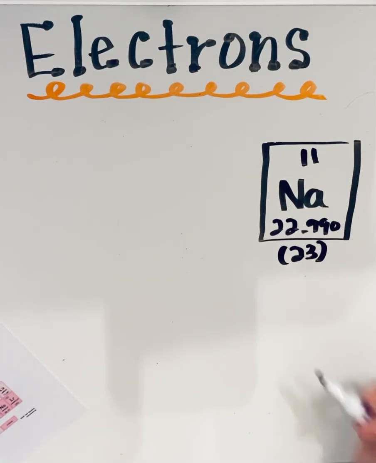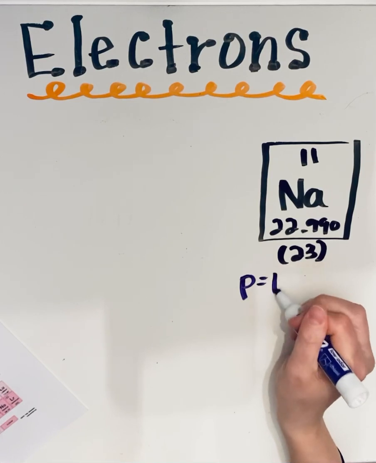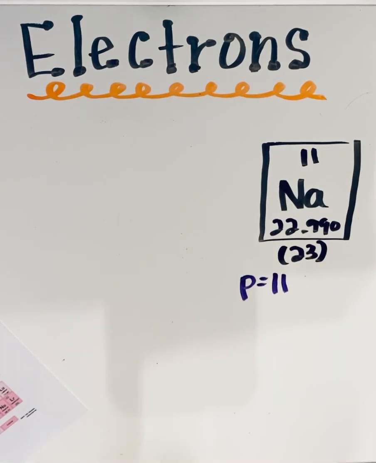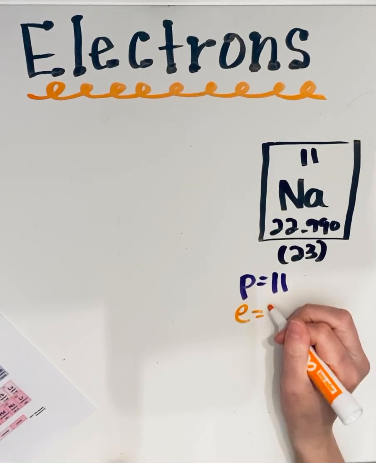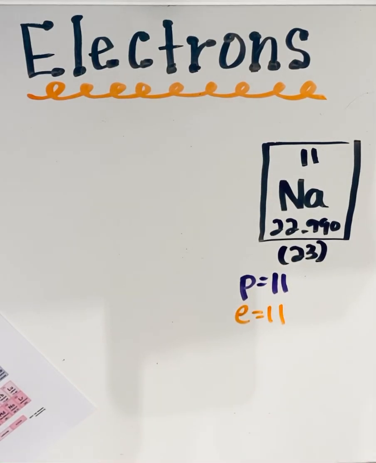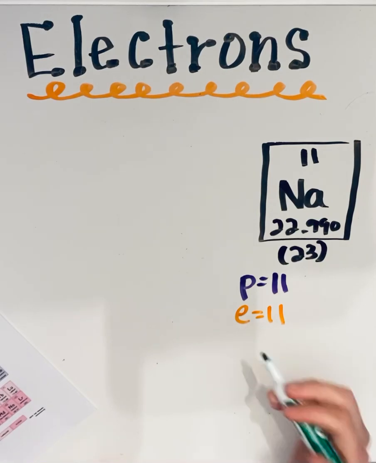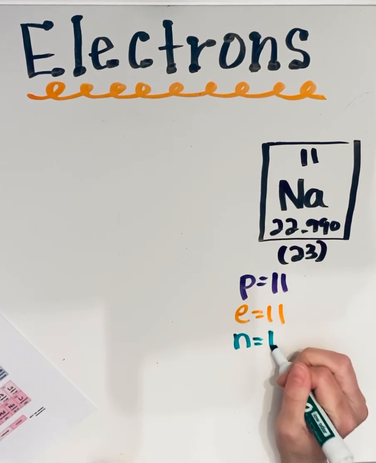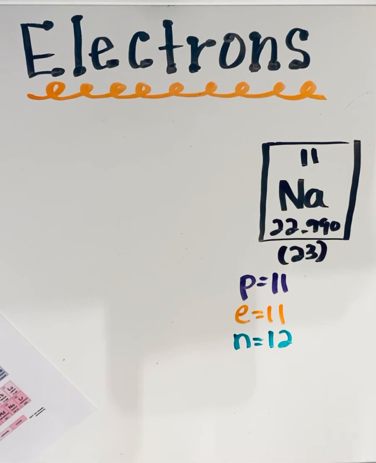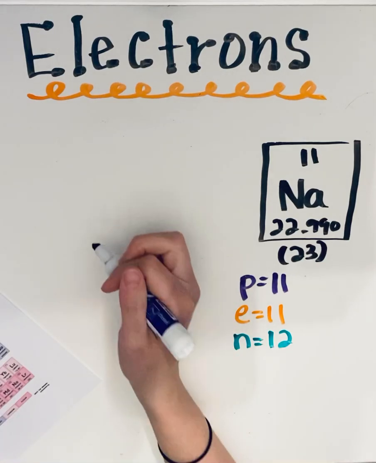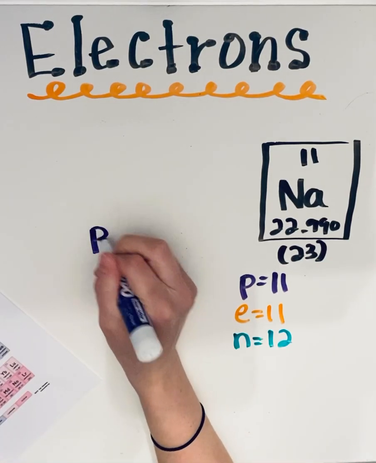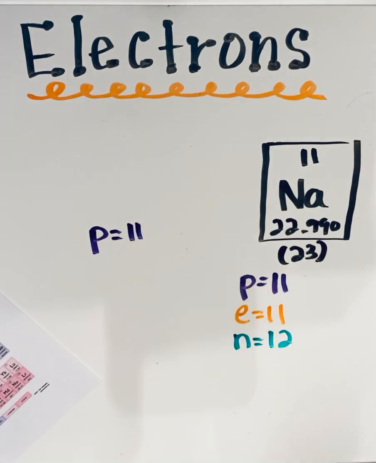I know that my number of protons is 11 by looking at the atomic number. I know that my number of electrons is 11. And then 23 minus 11 is 12 for my neutrons. All right, so remember I said I wasn't going to write out all my protons, and I didn't feel like drawing out all my neutrons. So I'm just going to say P equals 11 for the center of my atom. N equals 12.